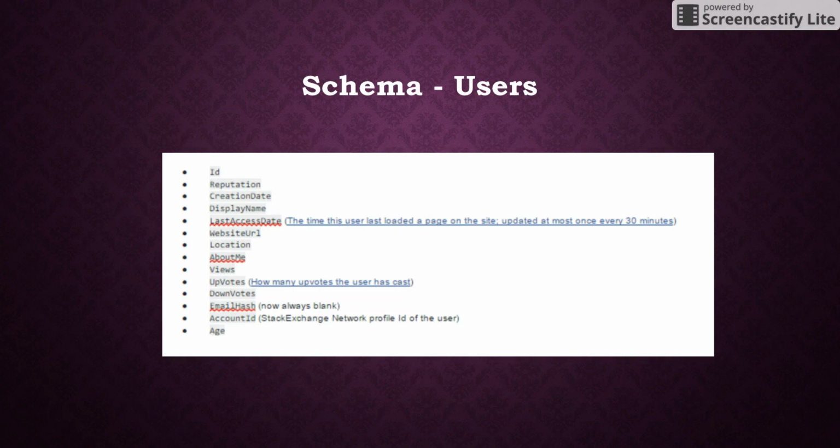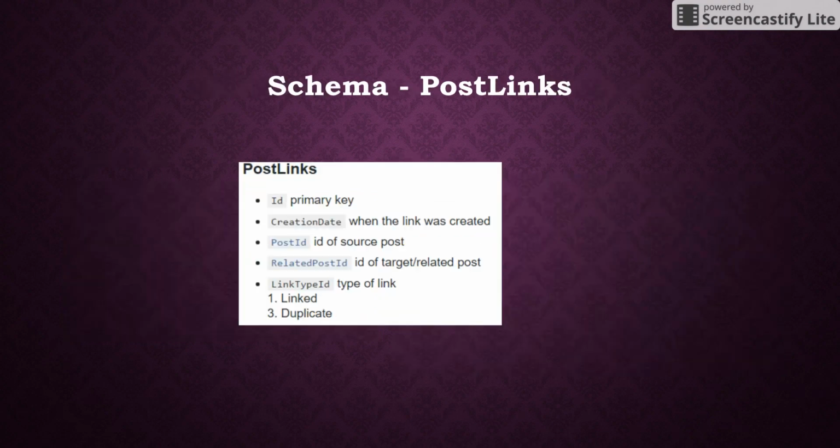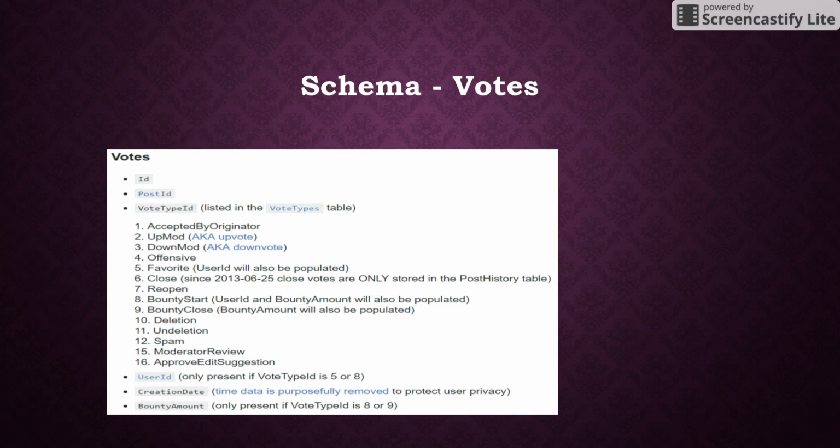Then I have the information about the users captured in the users file. Comments tell you the number of comments a particular post has received. Badges tell you the user's reputation, that is the number of times he posted and the votes he got, and eventually the grade he has upgraded to on this particular website. Then we have post links and votes. Votes is also one of the important points because it counts the number of votes cast on a particular post.